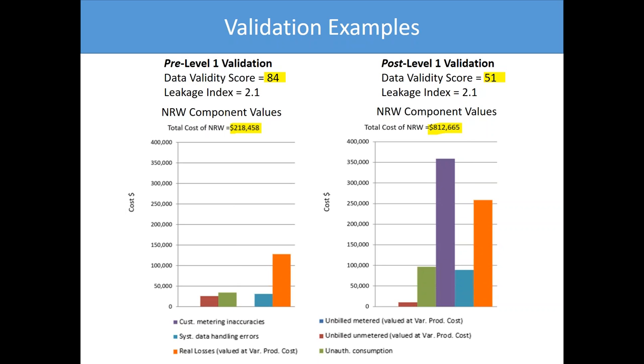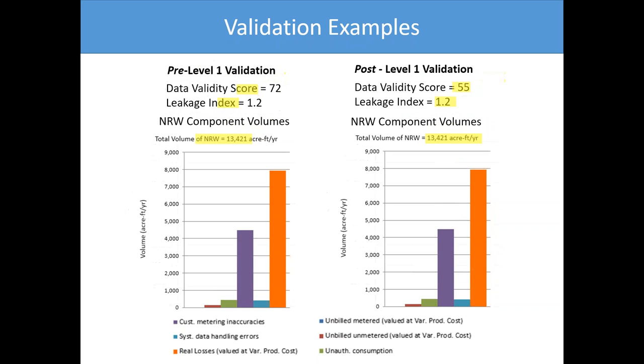So if you are this utility, the value of going through this validation process is getting an understanding of what areas you need to focus on, what your next steps are. Those next steps, candidly, would have been misguided if the pre-validation metrics were the ones used. So with that, I'm going to pass it back to Kate, and Kate's going to tell us one or two more examples from the California experience, and then we'll move to wrap up and summary.